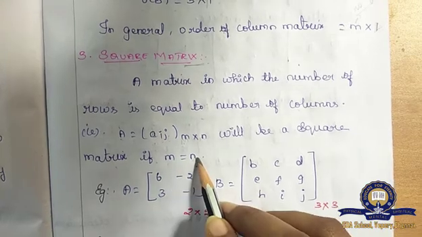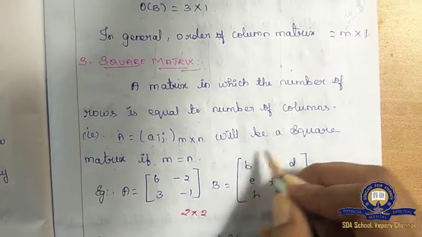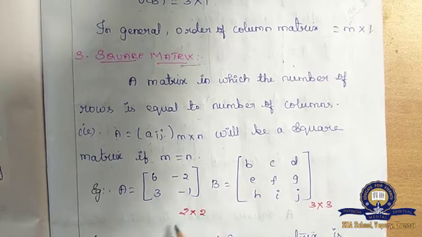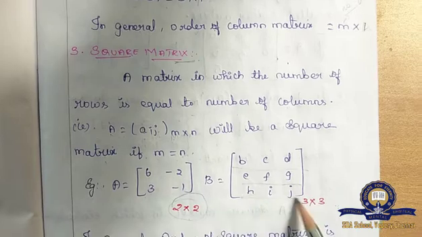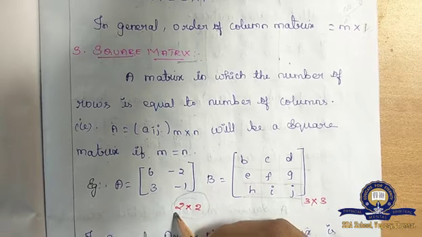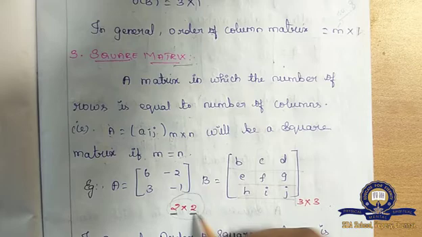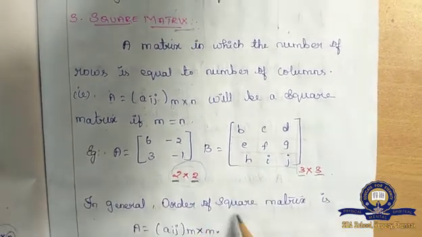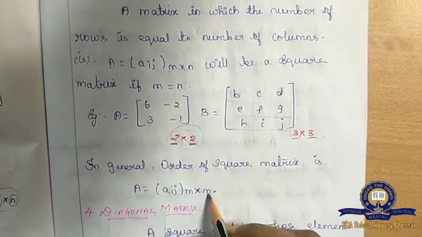What do we mean by m equal to n? Both I and J should be equal, right? For example, 1 is equal to 1, 2 is equal to 2. If you take 1, 6, minus 2, 3 and minus 1, what is the order here? 2 cross 2, or 2 by 2, right? Here we have 3 rows and 3 columns, so the order is 3 cross 3. Now listen, children, this is the number of rows and this is the number of columns. Here we have the same number of rows and columns, am I right? So in general, the order of the matrix should be denoted as A is equal to Aij, m cross m.